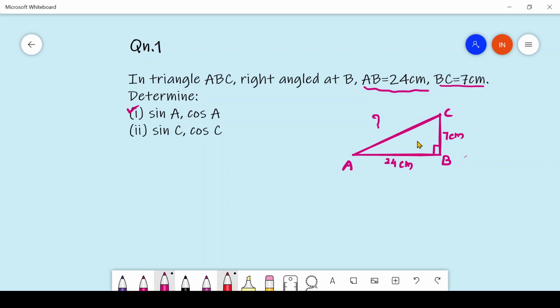Before going to that, let me ask you, what is AC for this triangle? Can we say it is a hypotenuse? Yes, very good. So this is opposite to the right angle B, and we can say that this is the hypotenuse of this triangle. So how can we find out the hypotenuse of a right triangle? We have learned that in the previous classes as well, right? So we have to apply Pythagoras theorem here, right? Yes.